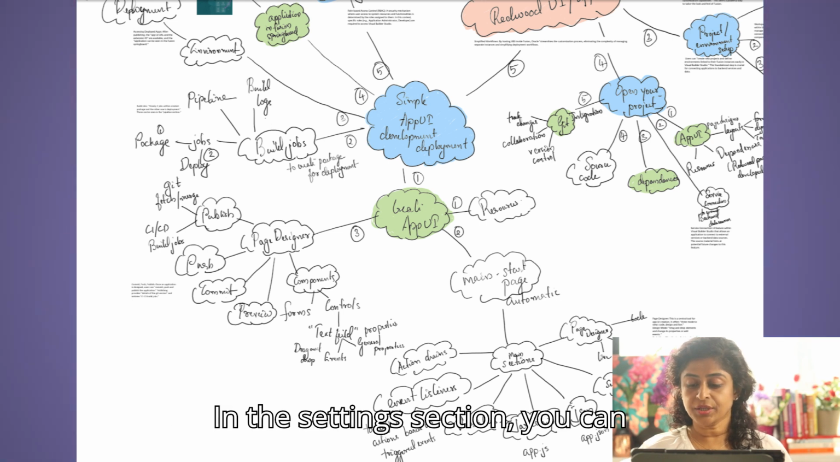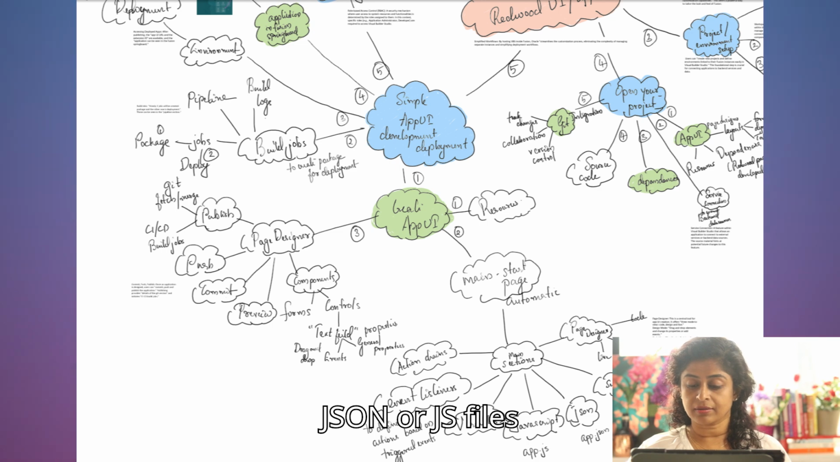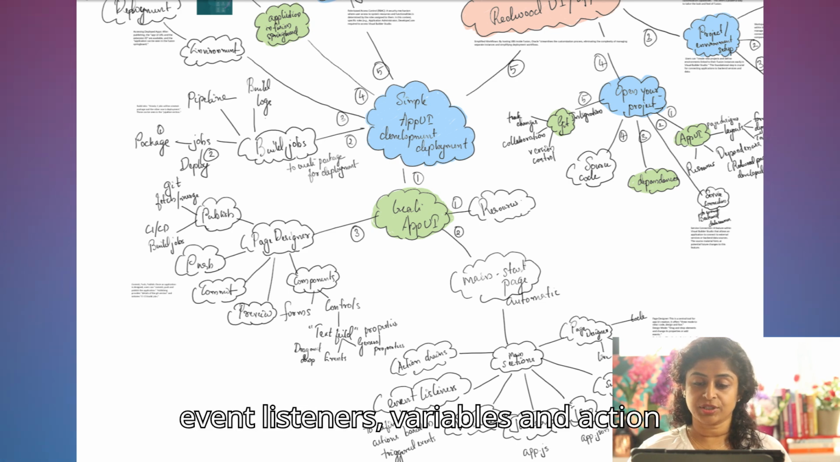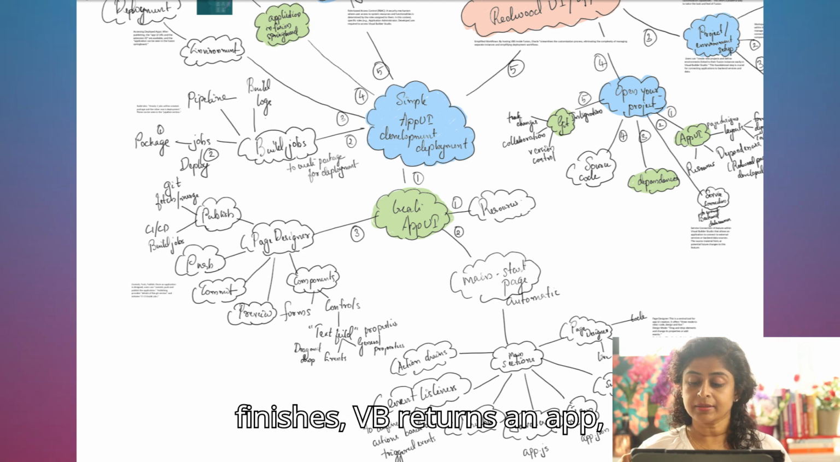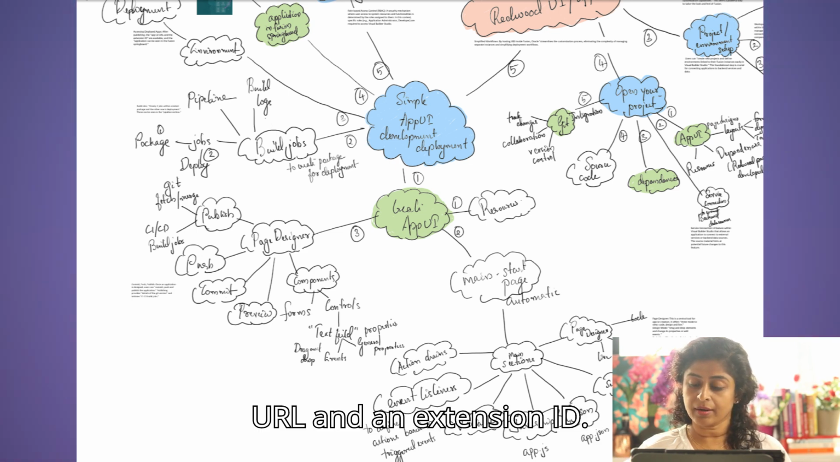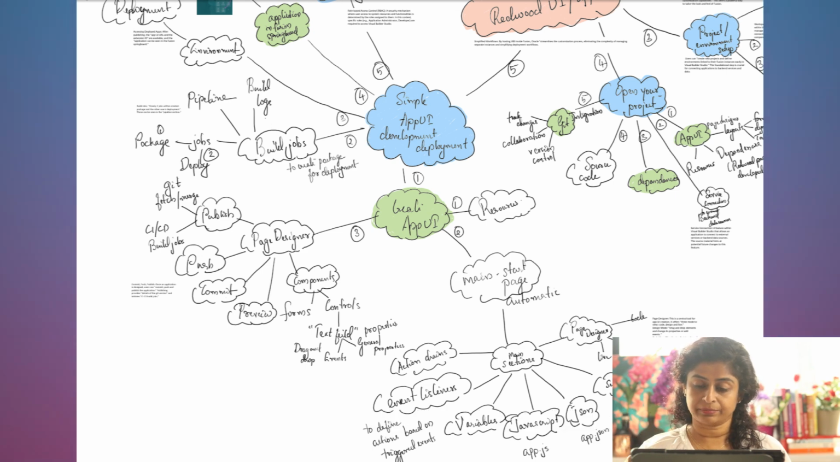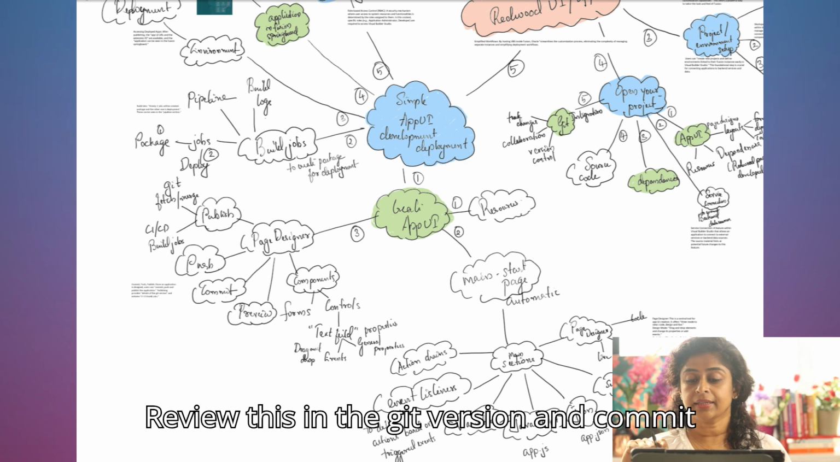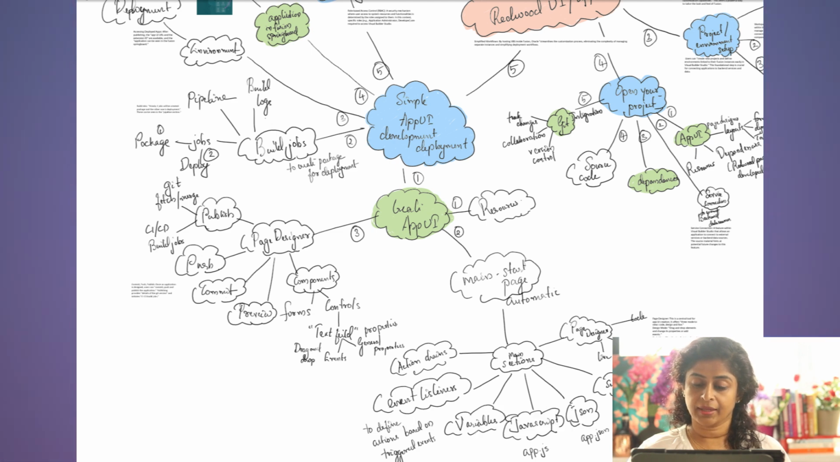In the settings section, you can configure your app's RBAC, JSON or JS files, event listeners, variables, and action chains. When the deployment finishes, VB returns an app URL and an extension ID. And once your design is ready, you can commit, push, and publish the application. Review this in the Git version and commit history. Monitor the CI/CD build jobs in the pipeline.